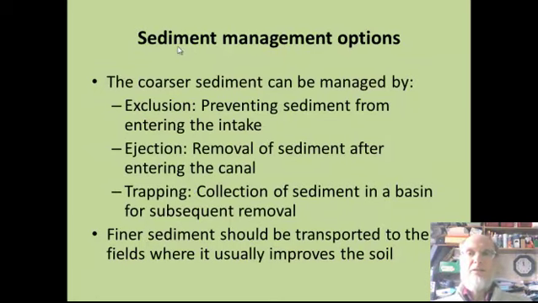So, our sediment management options. For the coarser sediment, we can manage it by exclusion, which is to prevent the sediment from entering the intake, by ejection, which is removal of sediment after it's entered the canal, or by trapping, which is the collection of sediment in a basin on the canal for subsequent removal. Finer sediment should be transported to the fields, where it usually improves the soil.